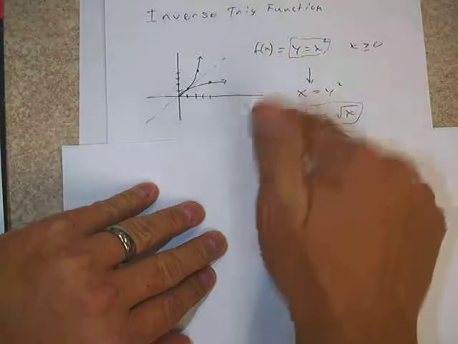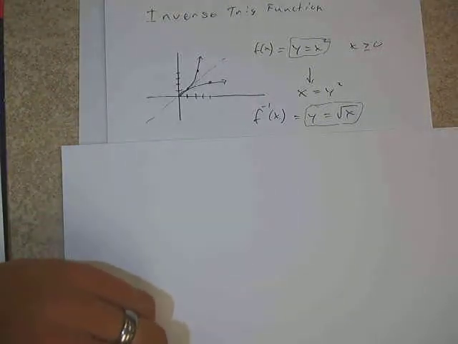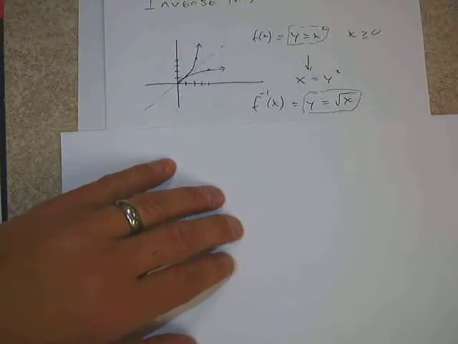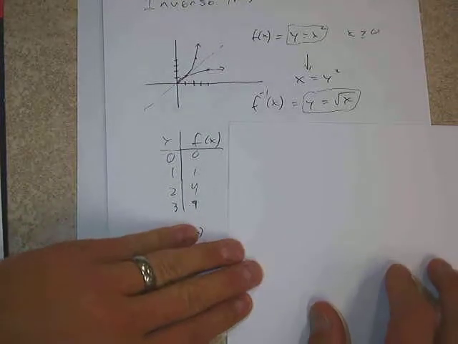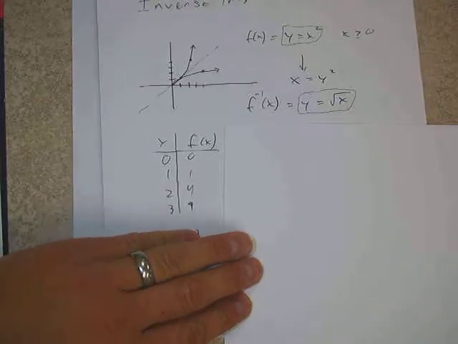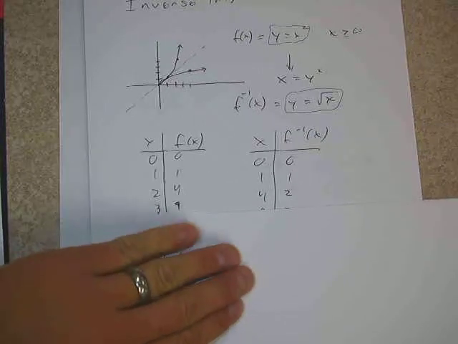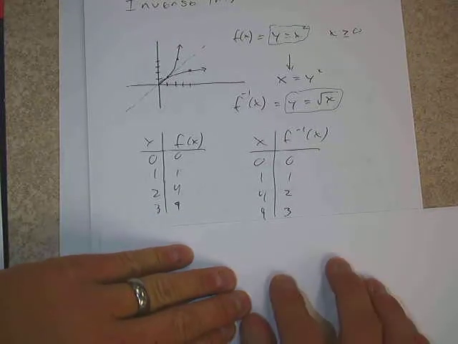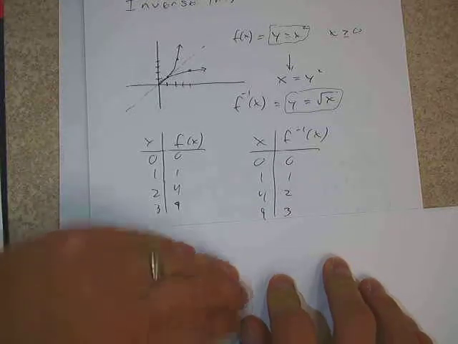Remember a couple other features with functions that are inverses of each other. Geometrically, if we were to graph those two, they would be symmetric about the line y equals x. Another thing is that if we have an xy chart for the function, which we can certainly make for this case, 0, 0, 1, 1, 2, 4, and 3, 9, the inverse function should have the reversed coordinates. So therefore, we should have the points 0, 0, 1, 1, 4, 2, 9, 3.